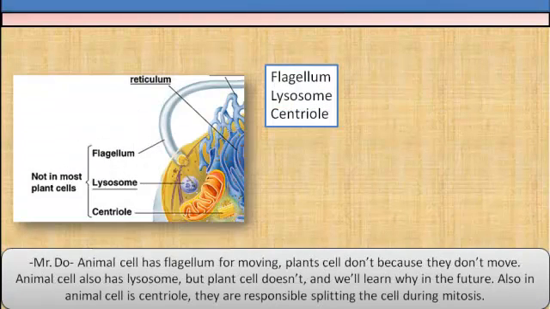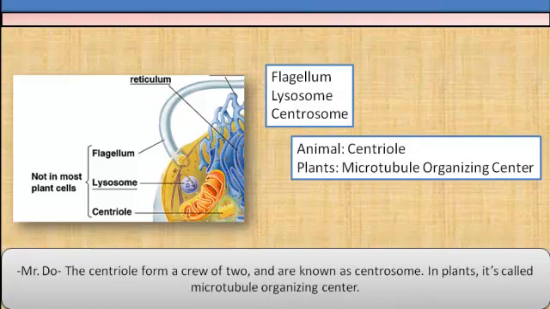Animal cell has flagellum for moving. Plant cells don't because they don't move. Animal cell also has lysosome, but plant cell doesn't. And we'll learn why in the future. Also in animal cell is centriole. They are responsible for splitting the cell during the process of mitosis. The centriole form a crew of two and are known as centrosome. In plants, it's called microtubule organizing center.